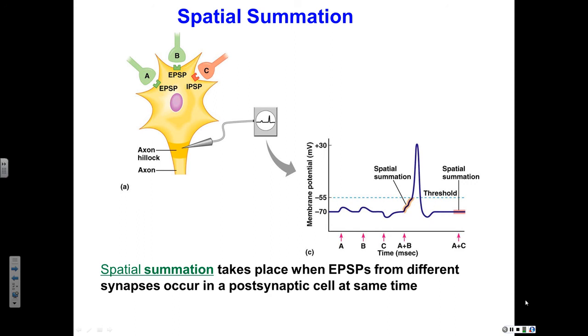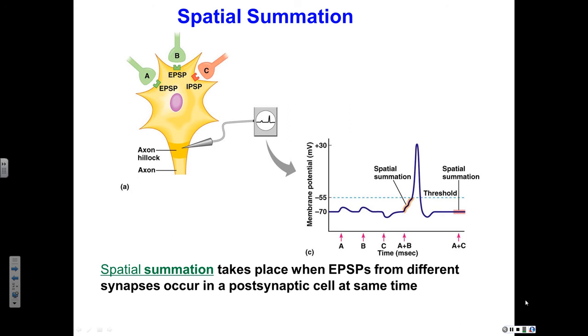Now, they have to occur at the same time. If A and B fired and they didn't occur at the same time, then they can't add. They have to occur when this is still going up, because these are not action potentials. So there is a temporal component to this, but it's called spatial because this came from one terminal and another terminal, A and B, and then you sum them.